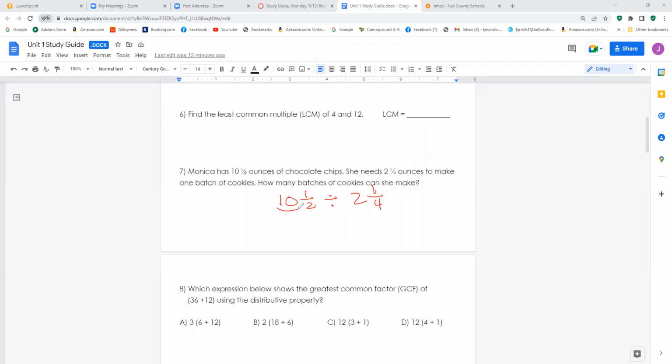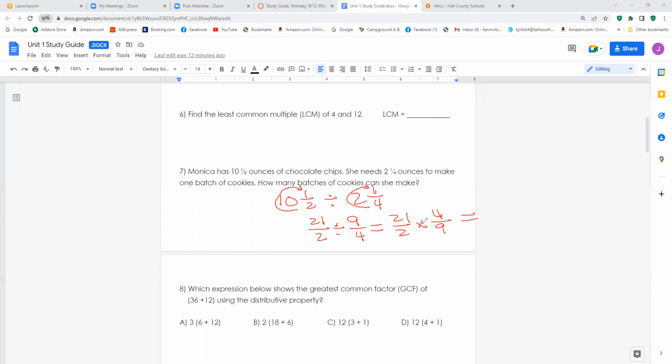In order to divide mixed numbers, we have to turn them into improper fractions. So we're going to go around the world. 10 times 2 is 20, plus 1 is 21 halves. And then we're going to do around the world. 4 times 2 is 8, plus 1 is 9/4. And now we're ready to keep it, change it, flip it.